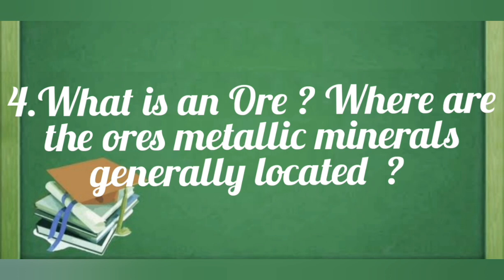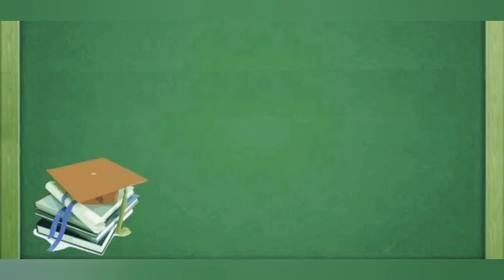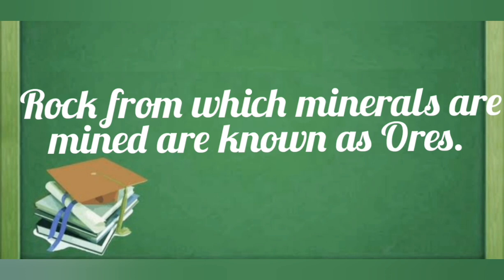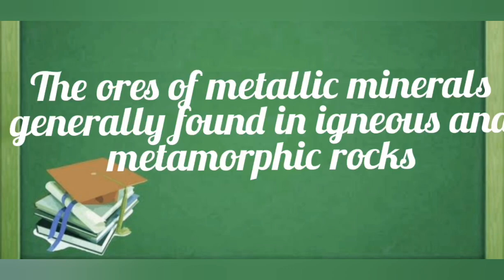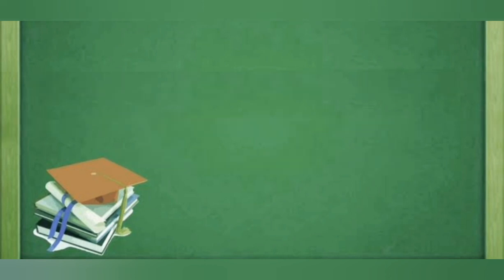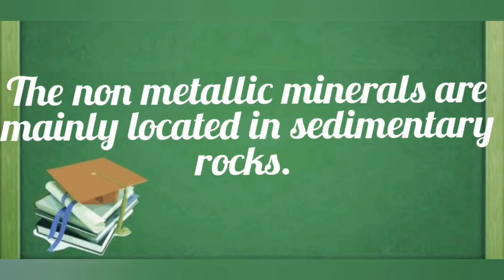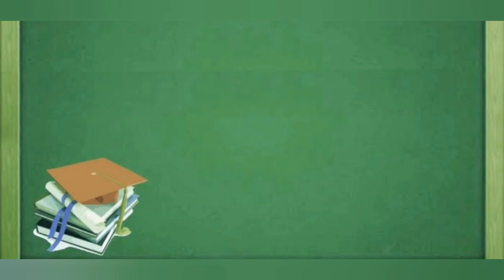Our next question, what is an ore? Where are the ores of metallic minerals generally located? The answer: a rock from which minerals are mined is known as an ore. The ores of metallic minerals are generally found in igneous and metamorphic rocks. The non-metallic minerals are mainly located in sedimentary rocks.